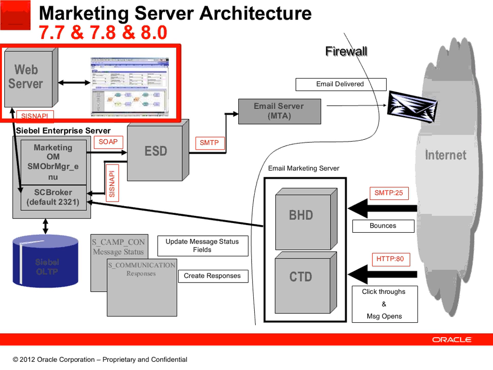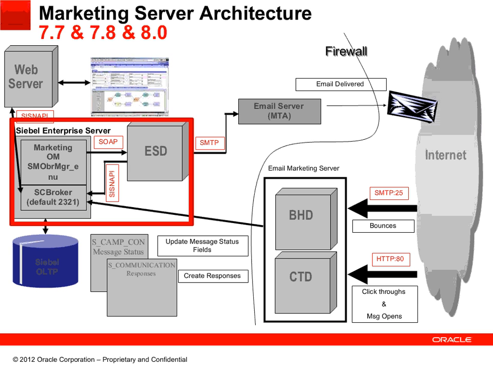Moving on to 7.7 till 8.0, when a campaign launch request is submitted in the UI, the request goes to Siebel web server, and then Siebel web server passes it on to Siebel enterprise server to trigger the marketing campaign launch workflow. Marketing campaign launch workflow in turn calls marketing wave launch workflow. This wave launch workflow creates two files, a recipient file and an email content file, in the file system, and it sends a SOAP message to ESD to send out emails.